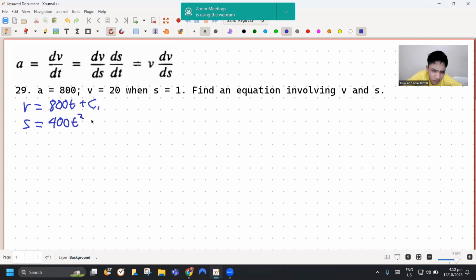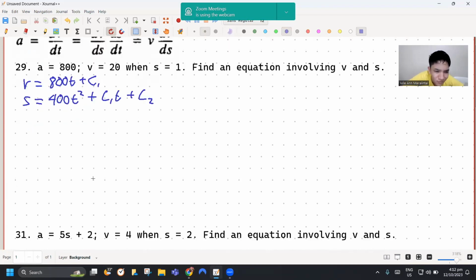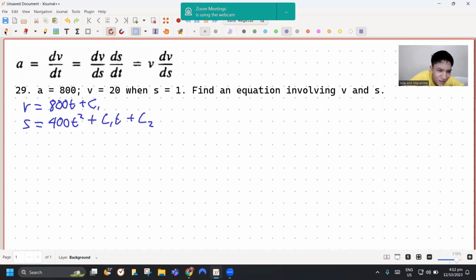Yun eh. Ako kaya bumili ng scanner kasi gusto kong i-scan yung mga solutions ko dun sa additional math. Kasi ang bulky na eh.